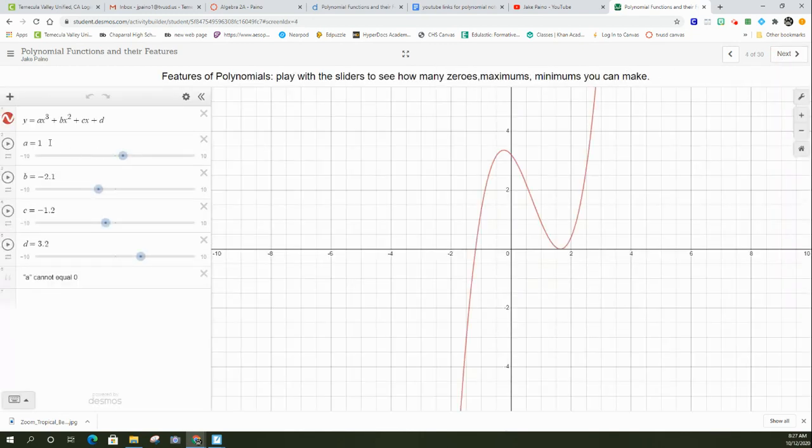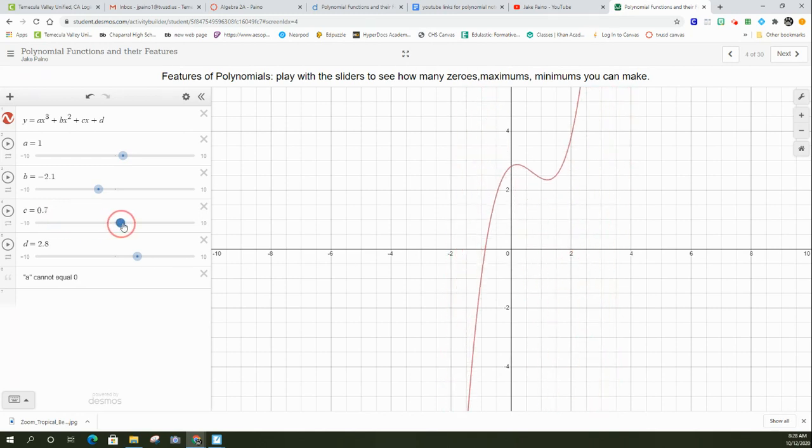All right, same question, but now we're talking about a third degree polynomial. The highest exponent is 3. So we're looking at it right now. I see that there are 1, 2 x-intercepts. There are 2 turns. What if I just lower this a little bit? Now I have 1, 2, 3 x-intercepts.